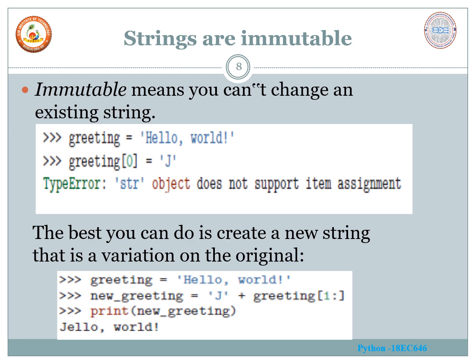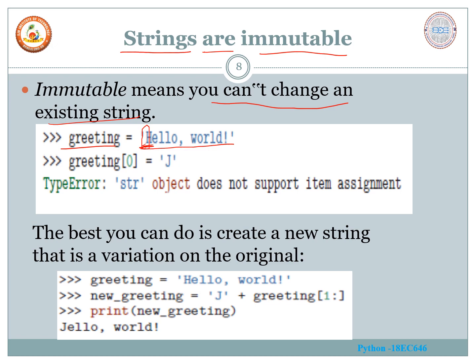Next, let us talk about the characteristics of strings, and in this case we talk about strings being immutable. So what is the meaning of immutable? Immutable means you cannot make any modification or you cannot change an existing string. Say that I have a variable which is assigned with a string value called hello world. Now instead of h I want to replace it with j. So what to do?